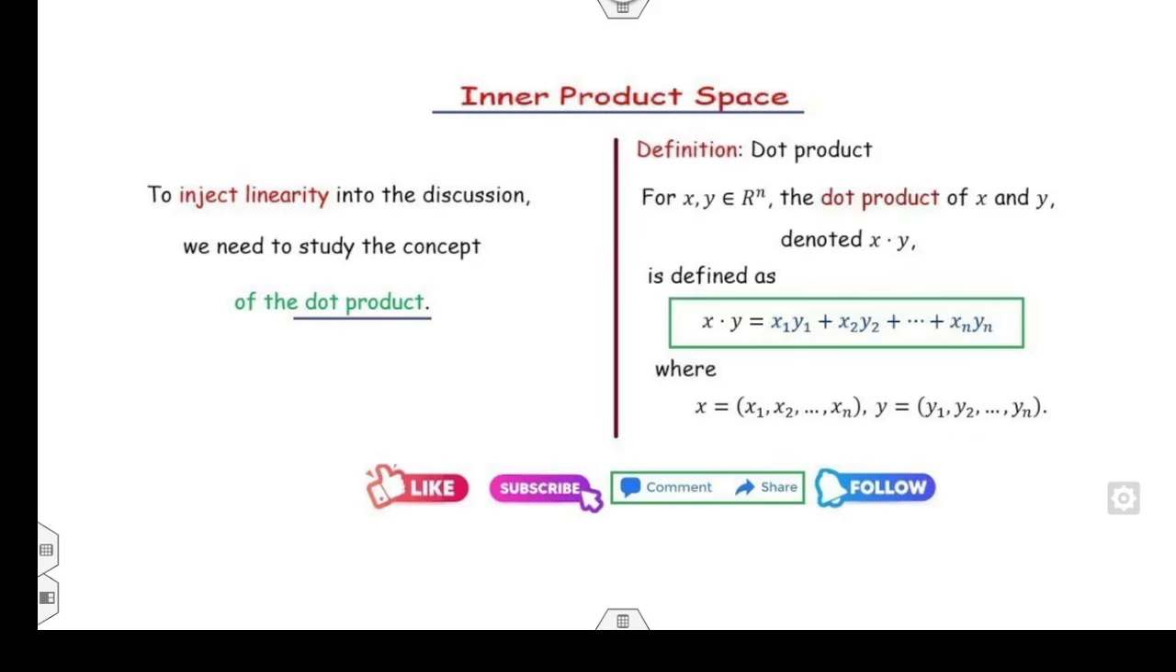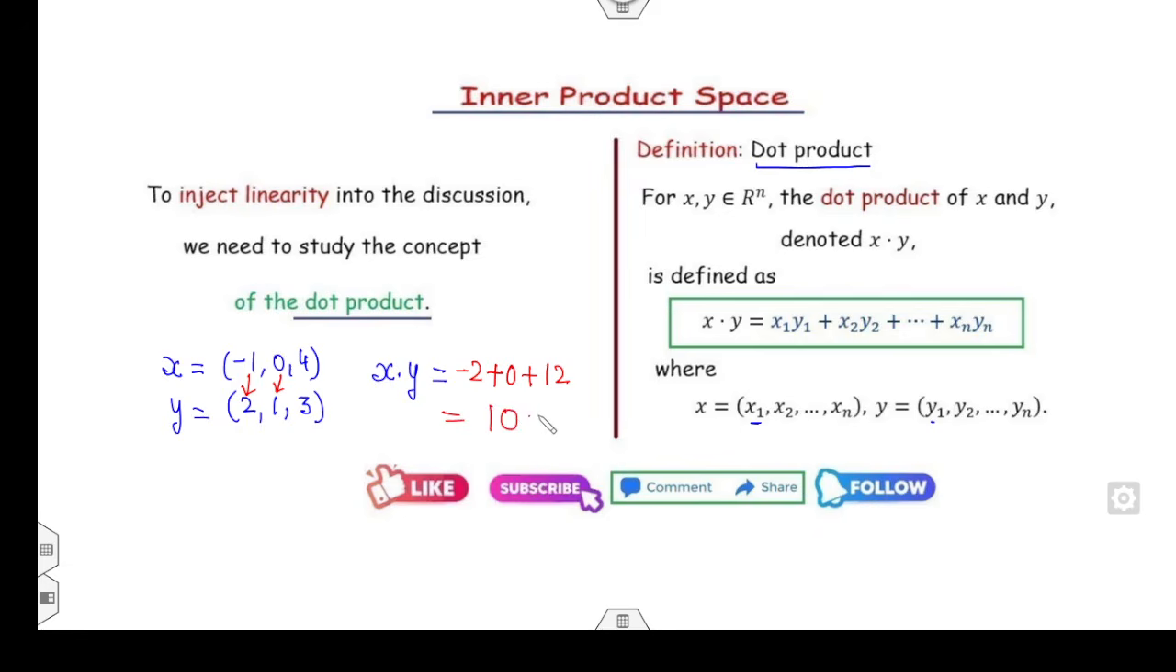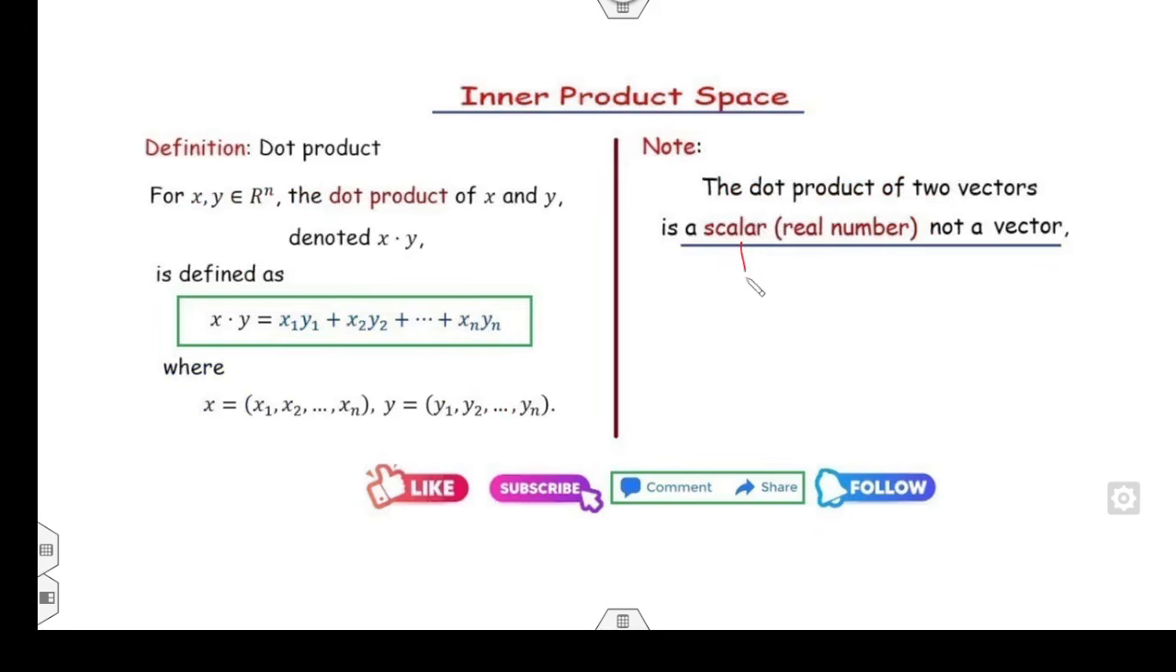Clear? So we can define the dot product by using the standard x1, y1 and so on. Like if you have the vector x = (-1, 0, 4) and y say (2, 1, 3), how can you define the dot product? That is the element-wise multiplication. You multiply -1 by 2, then the second components 0 and 1, and the third components 4 and 3. The answer will be 10. And make sure, as I mentioned, the dot product is always a scalar value, not a vector value.